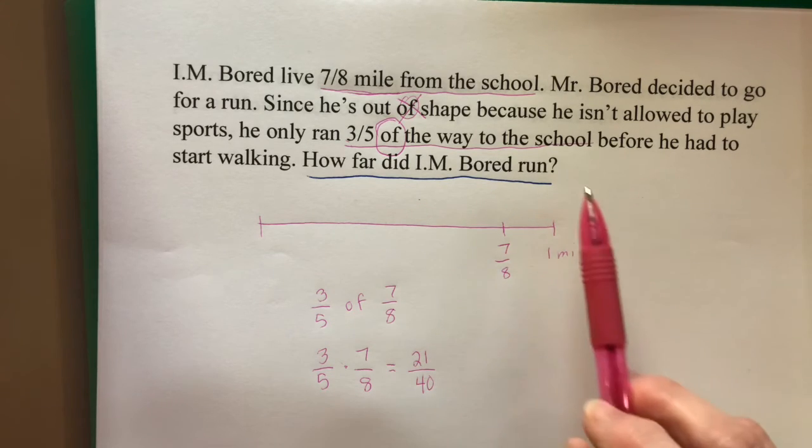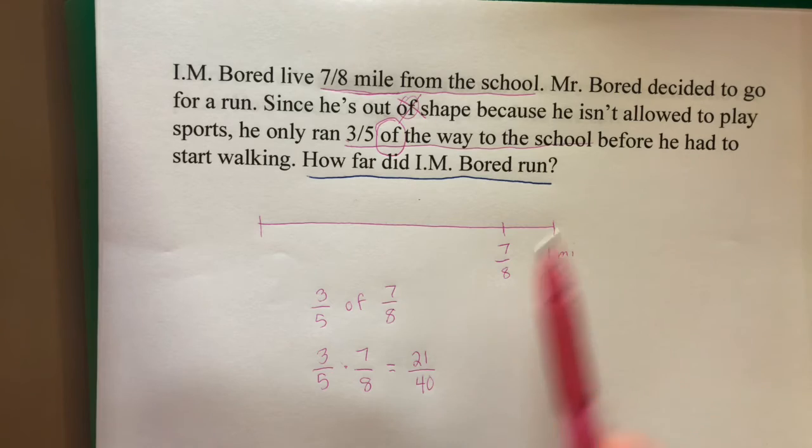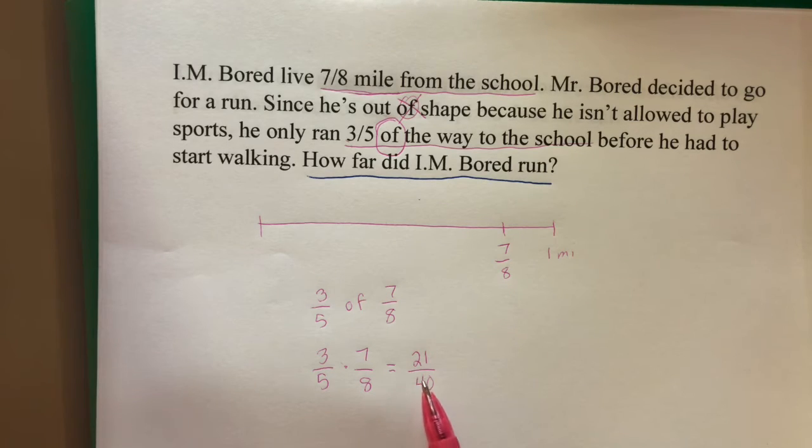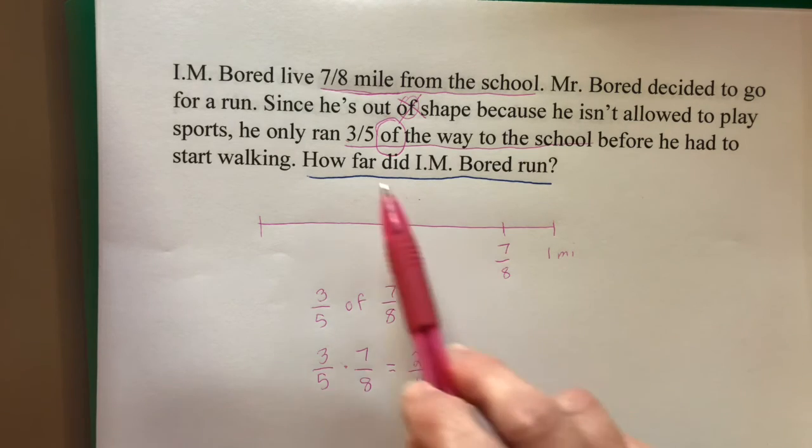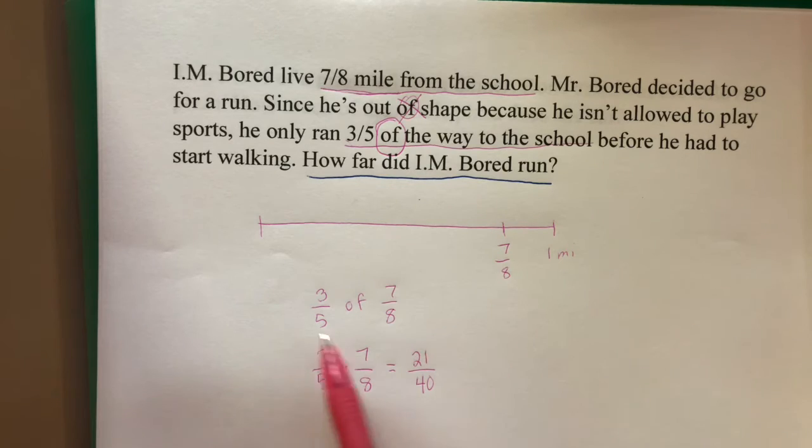Now, if it had asked us how much further does he have to go, we'd still have another step to do because we would have found out part of the information. But it just asks us how far he ran, and 3/5 of 7/8 is how far he ran. So we've answered the question. Now we need to see, does our answer make sense? Let's think about this.